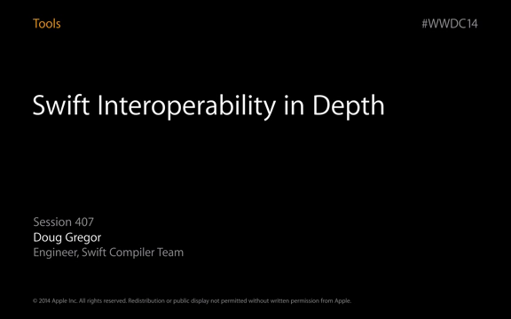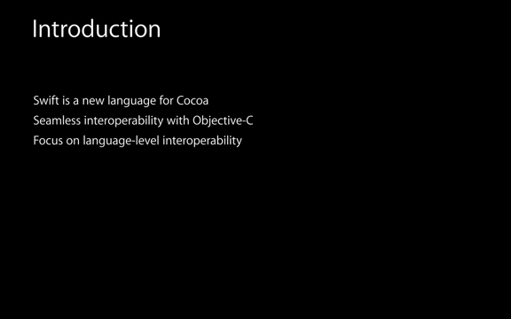I'm an engineer on the Swift compiler team, and we're here to talk about Swift interoperability. We're going to talk about a couple different things here. Of course, Swift is a new language for Cocoa and Cocoa Touch development. Now, Cocoa is not written in Swift. It's written in Objective-C, a language you've been using for years and that all of your apps are written in. So interoperability between these two very different programming languages is absolutely critical. We're going to talk about how that interoperability works at the language level.